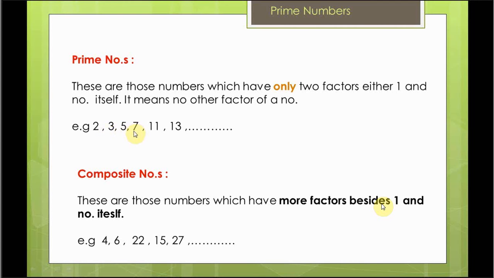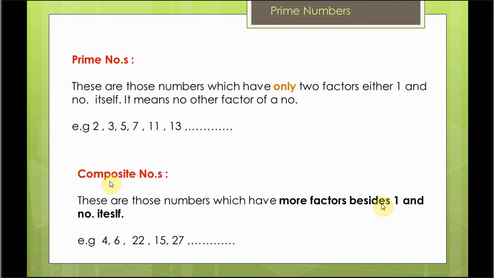In this example, like 2, 3, 5, 7, all these numbers are only divisible by 1 or the number itself. So these all numbers are prime numbers. Here 2 is the only even prime number, rest of all are odd prime numbers.